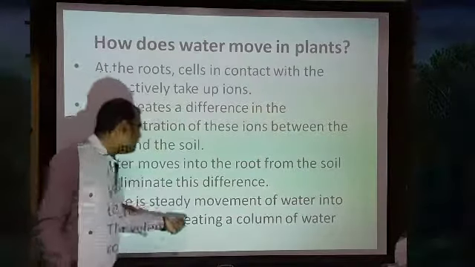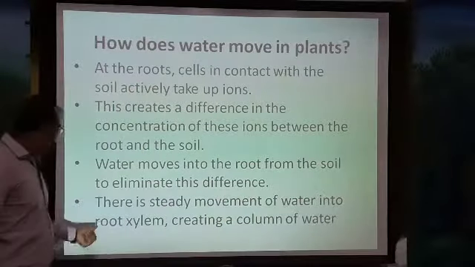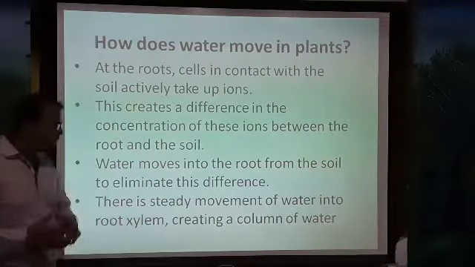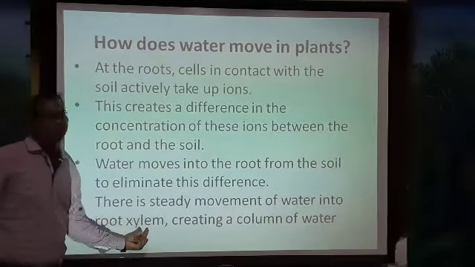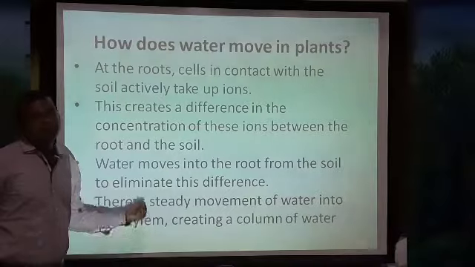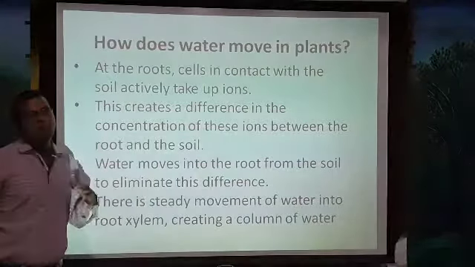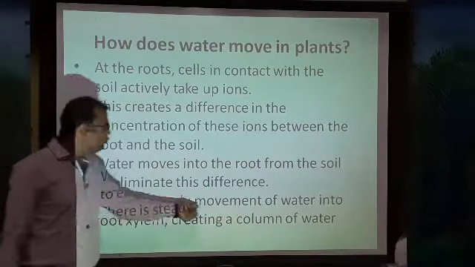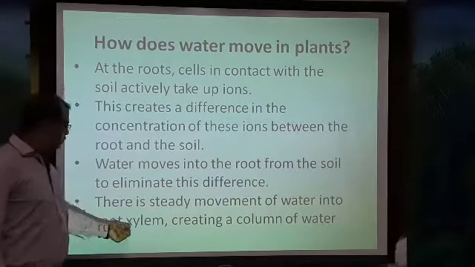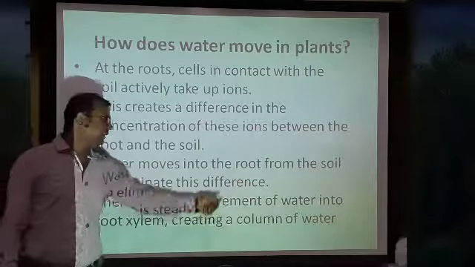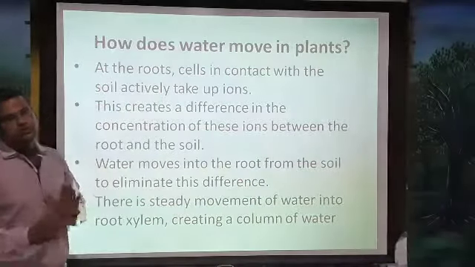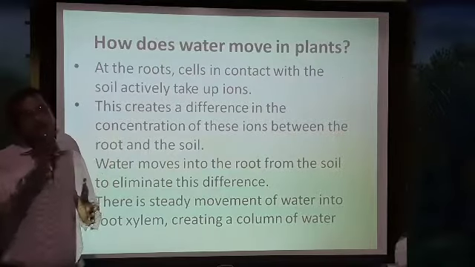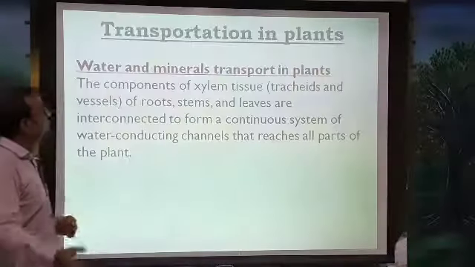There is a steady movement of water into the root xylem, creating a column of water. The xylem is a very important tissue which helps in the transport of water to all the parts of the body. From the roots, the xylem has a connection to all the parts of the body, so it transports the water to all the parts of the body.